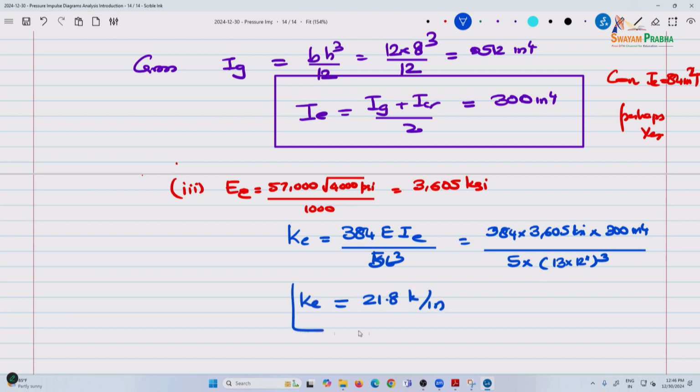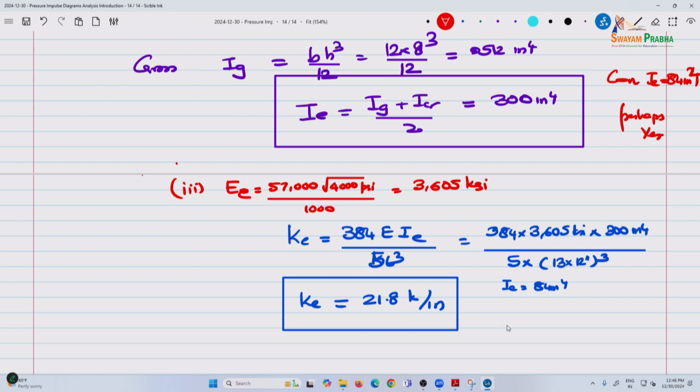so you'd see that in nonlinear, if IE equals 84 inches to the fourth, it reduces your KE to 21.8 multiplied by 84 by 300. How much is this? Roughly a fourth, right? About 6, no, 1/4, 5 something, right? 6.1. So big difference.